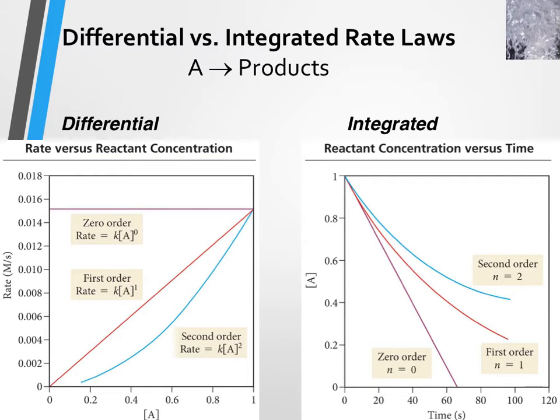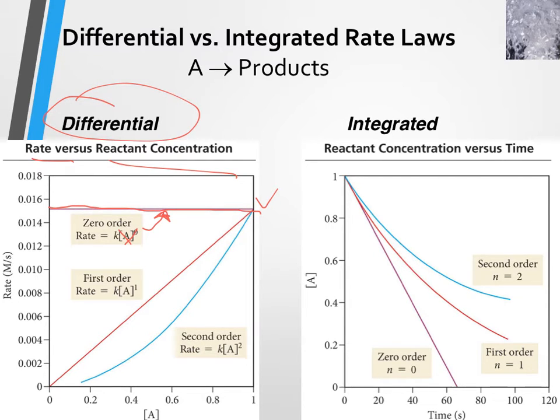So let's look at the different plots for these. The differential rate law, which is rate versus concentration. We haven't talked much about zero order reactions, but you should know by now that if something is zero order, that means that the rate of the reaction does not depend on concentration at all. There's a set rate and it remains constant. So that's what you would expect.